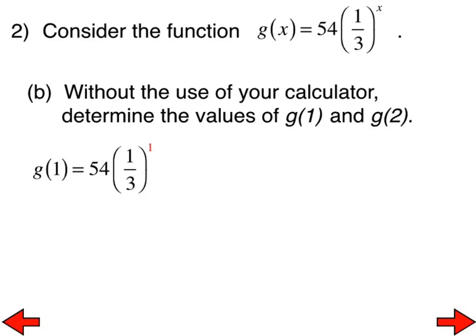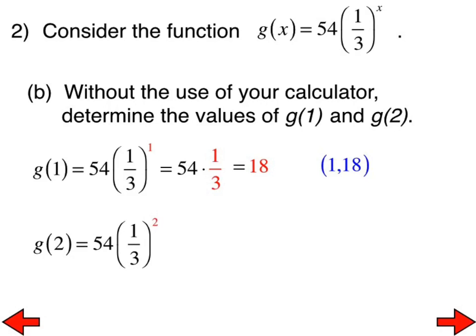For g of 1, that gives us 54 times 1/3 to the first power. 1/3 to the first power is 1/3. 54 times 1/3 is 18. So that gives us an ordered pair, and we've talked about that in full detail throughout this lesson. That gives us another ordered pair. x is 1, g of 1 is 18, therefore that ordered pair is 1, 18.